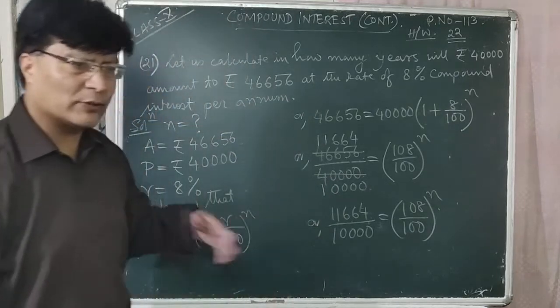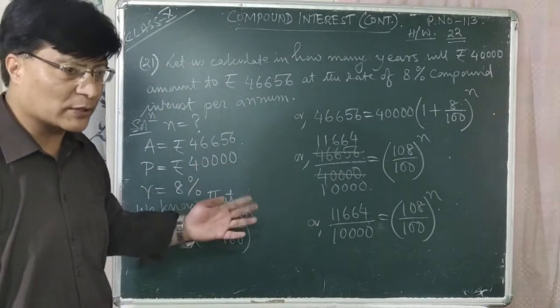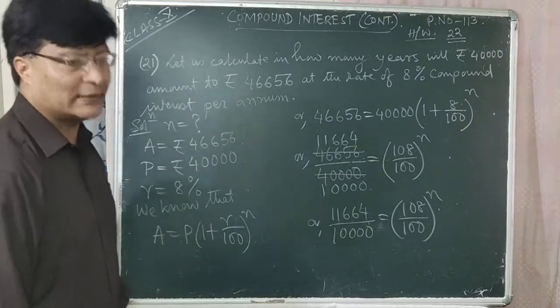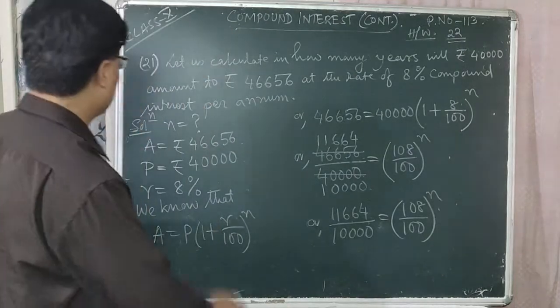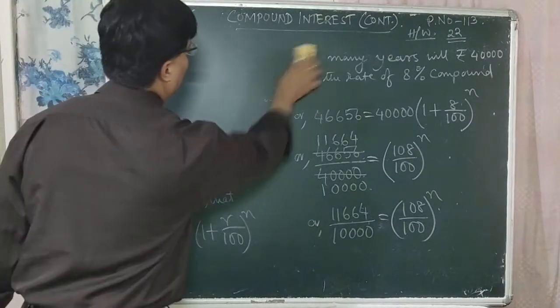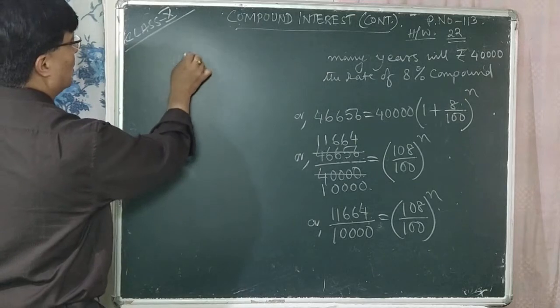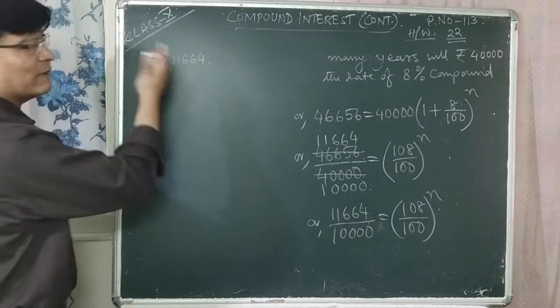So now, you know that 108 whole square is 11,664, or you may get the square root also. And 10,000 is 100 whole square. You know that, isn't it? Or you may find out the square root now. You may get the square root of 11,664. Let us find out the square root.